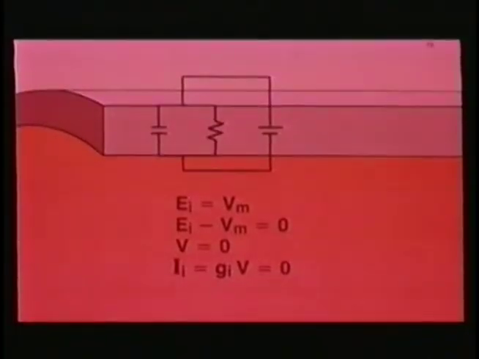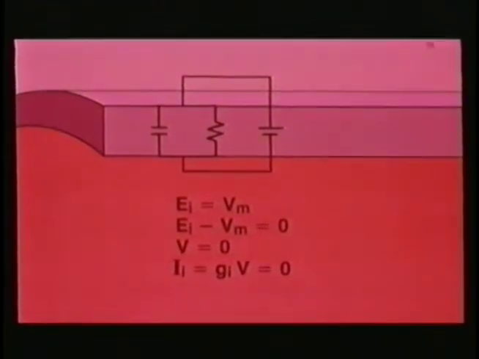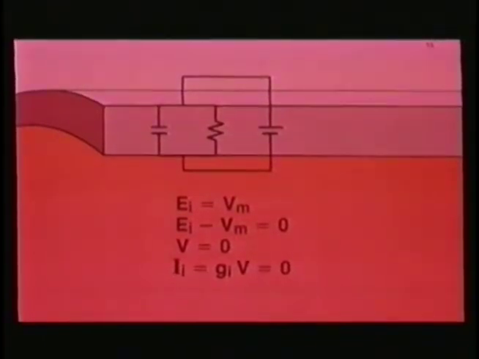Consider the value of the current when there is no driving force on the ion. When the voltage across the membrane, V sub M, equals the equilibrium potential, E sub I minus V sub M is equal to 0. Consequently, V, the driving force, is equal to 0. No current will flow under these circumstances, even though the membrane conductance can be very large.